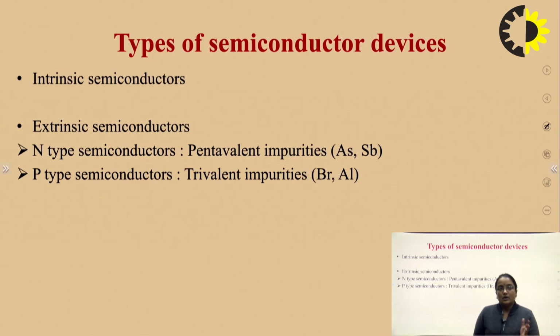Now, coming to the classification or types of semiconductors. They are basically classified into two categories. The first one is intrinsic semiconductors. The second one is extrinsic semiconductors. Extrinsic semiconductors are further classified into two categories: N-type semiconductors and P-type semiconductors. N-type semiconductors are formed by adding pentavalent impurities such as arsenic and antimony, and P-type semiconductors are formed by adding trivalent impurities, which are boron and aluminium.